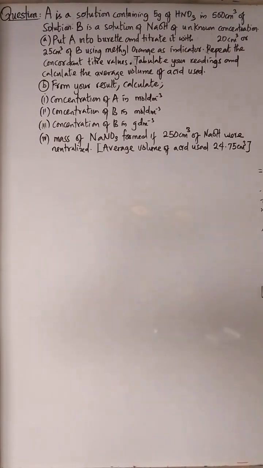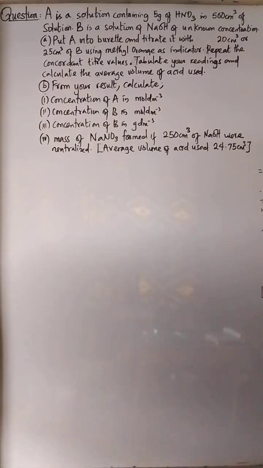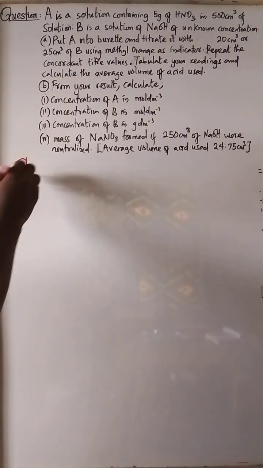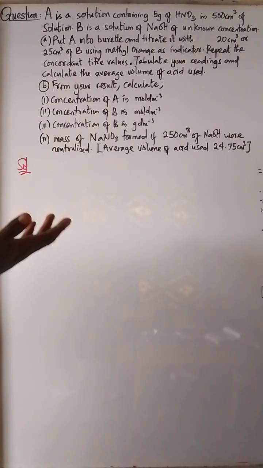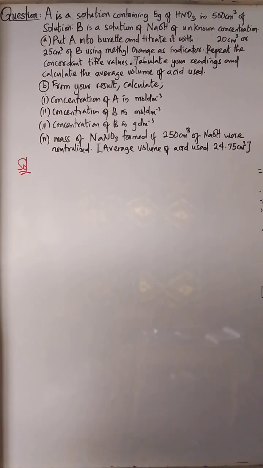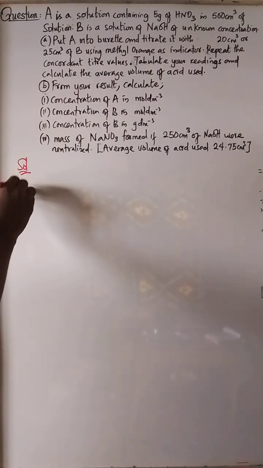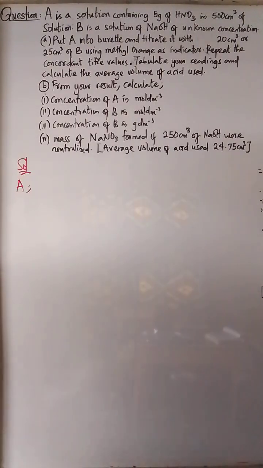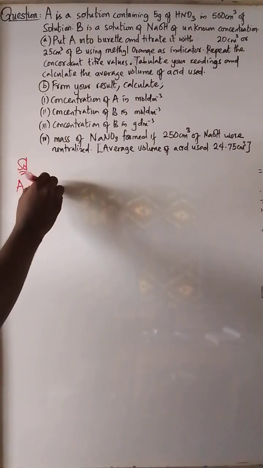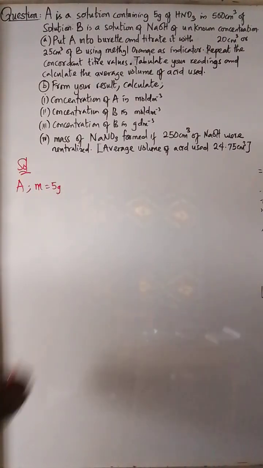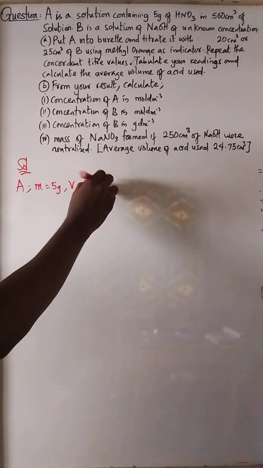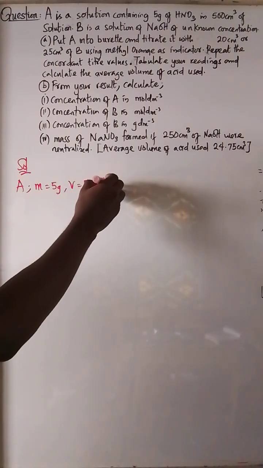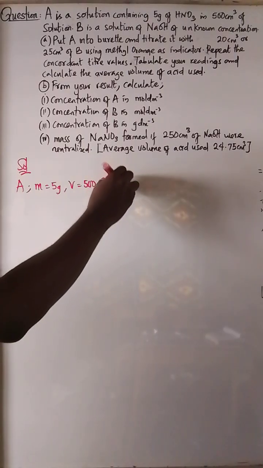Alright, let's take the first question. Question 1, under quantitative, or we'll call it volumetric analysis. The question is a practical question, but we will take it as an alternative practical, meaning we are not doing a real experiment. The question goes thus: A is a solution containing 5 grams of HNO3 in 500 cm3 of solution. So it means the acid is HNO3.